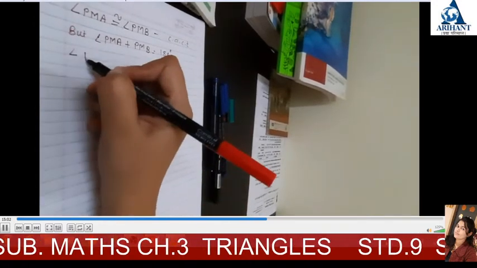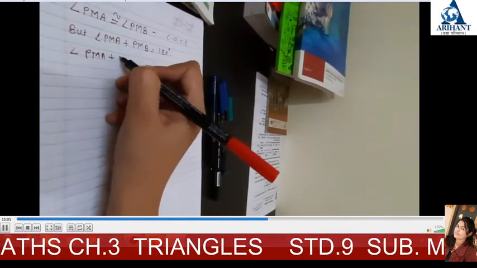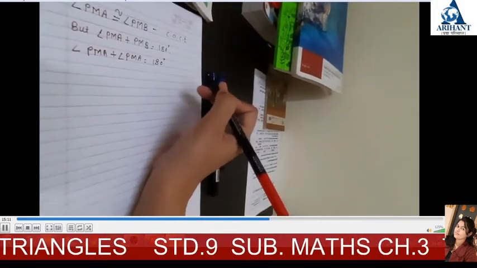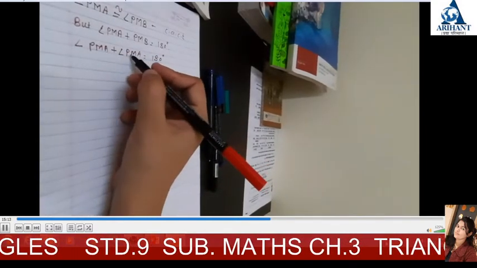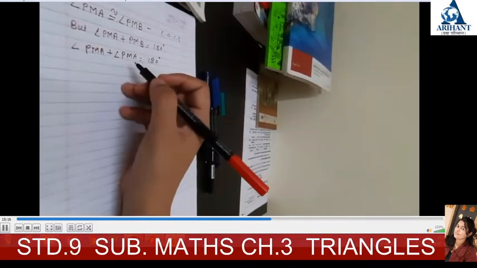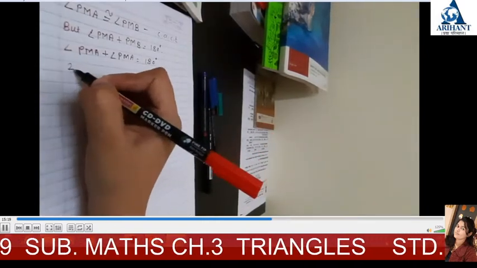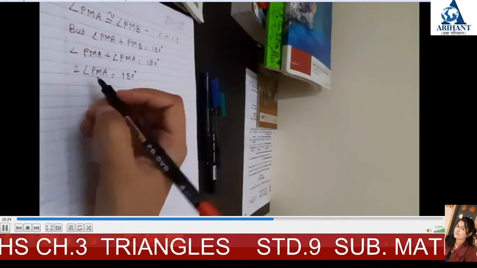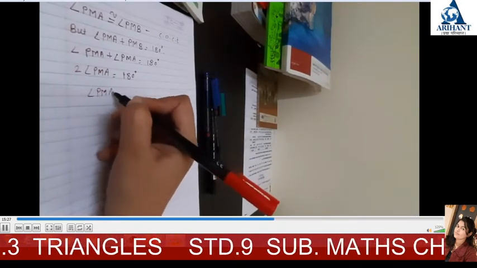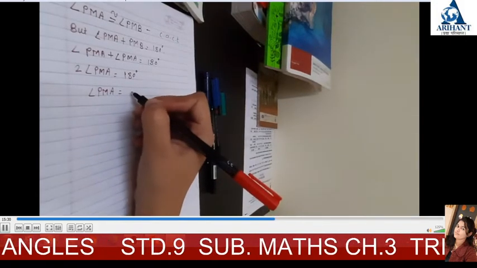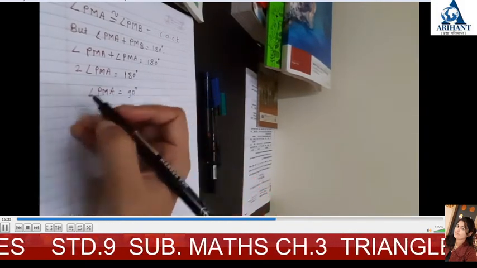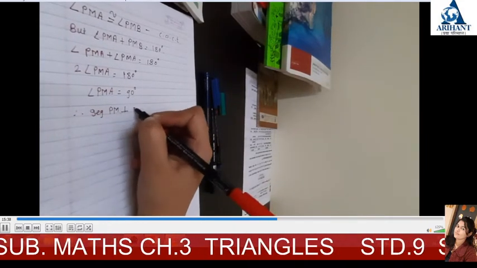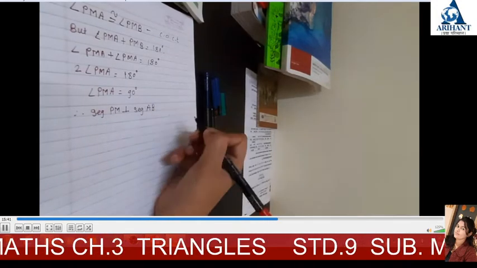Now angle PMA plus angle PMB is equal to 180 degrees. Both are the same things, we just need PMA, that's why we are focusing on PMA. So 2 times angle PMA is equal to 180 degrees. So what is the angle PMA only? It is 90 degrees. Therefore, segment PM is perpendicular to segment AB.